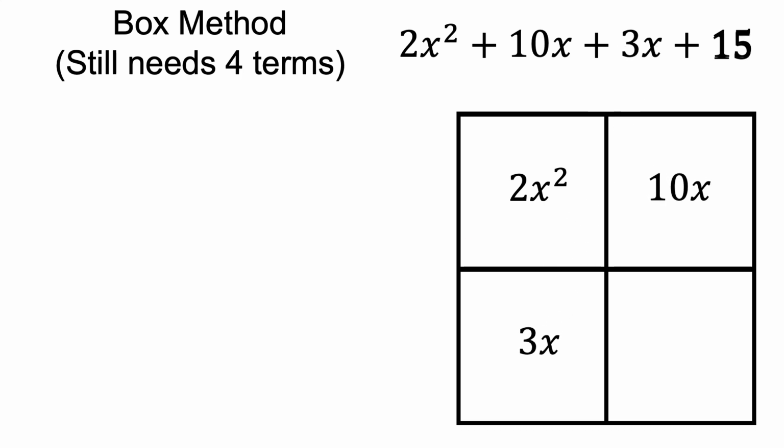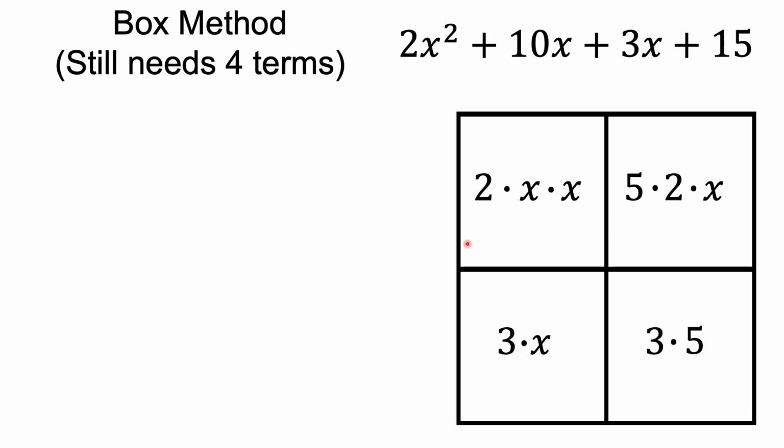3x and a 15. Then, just like we did in the previous example, we are going to factor all of these down. So 2x squared is 2 times x times x, 10x is 5 times 2 times x, 3x, and a 3 times a 5. So now what we're going to do is pull common factors out front, very similar to factor by grouping. You look for what they have in common.